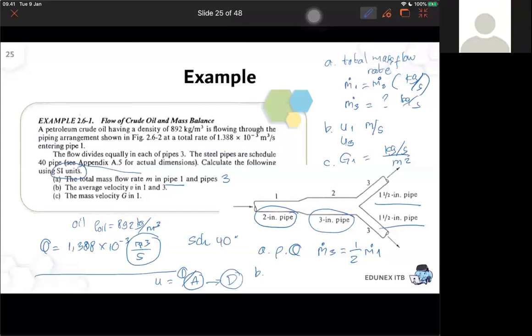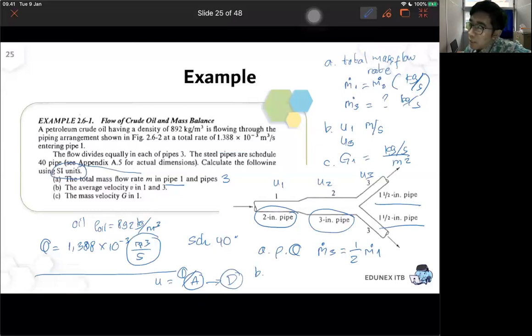Okay. Then after you get the velocity at point 1, velocity at point 2, and velocity at point 3, which one is the highest? Or which one is the lowest? Or if you compare the velocity at point 1 and point 2, which one is higher?